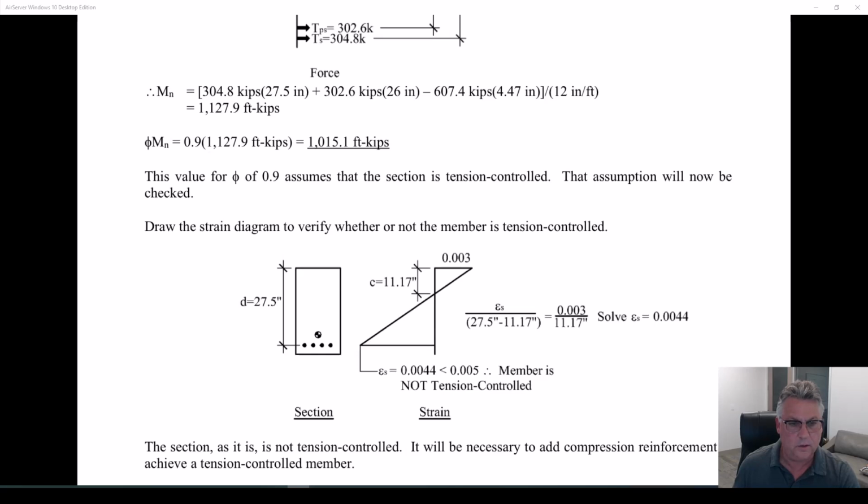I've got an example for you. It's very exciting. So I draw the strain diagram. I've got that c value that I calculated, and I calculate that the strain in the furthest tension steel, which is always going to be the bonded rebar, is 0.0044. It is less than 0.005, not tension controlled.